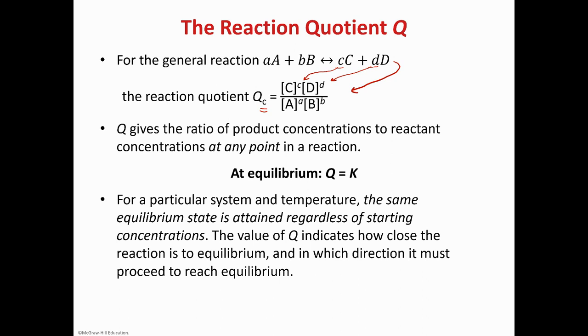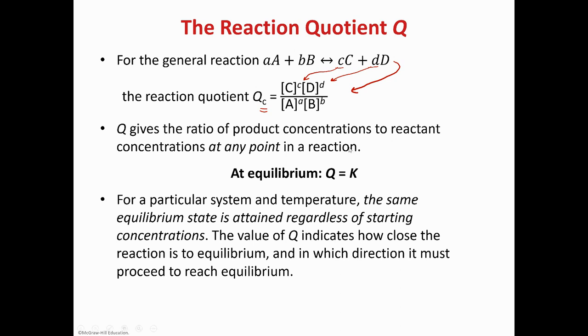Now, what's the difference between Q and K? At equilibrium, Q equals K. But Q is going to be more generic. It's going to say, hey, you have a reaction. Are you at equilibrium or not? What's the ratio of products over reactants? And if Q equals K, then you know that you are at equilibrium. If it doesn't equal K, then you know the reaction still has to proceed towards equilibrium.